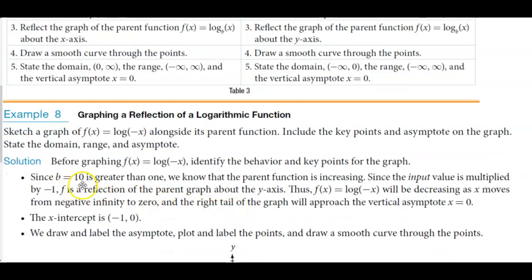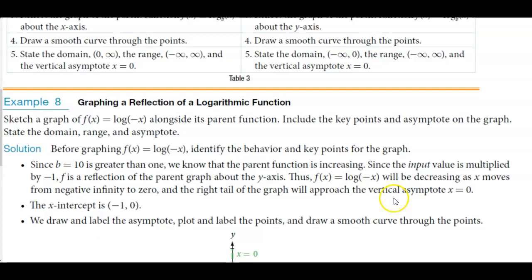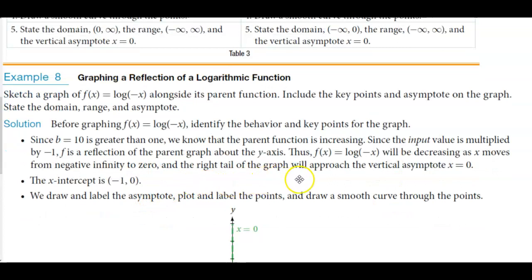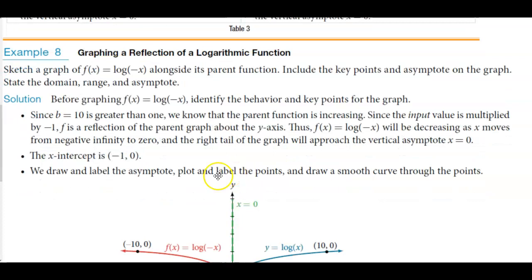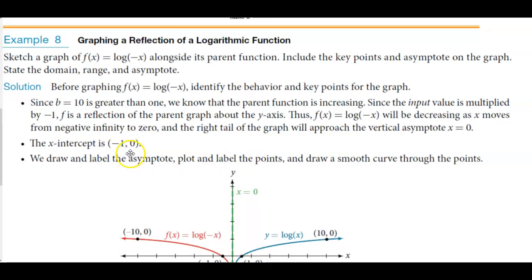So again, the base is 10, which is greater than 1. We know that the parent function is increasing. Since the input value is being multiplied by negative 1, the function is a reflection of the parent graph about the y-axis. Thus, f of x equals log of negative x will be decreasing as x moves from negative infinity to 0. And the right tail of the graph will approach the vertical asymptote x equals 0. And the x-intercept is negative 1, 0.